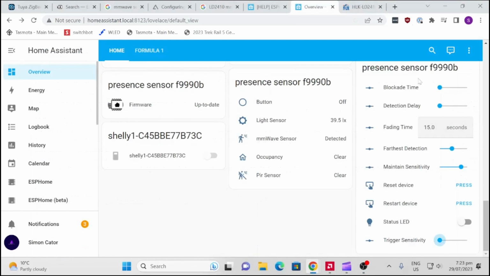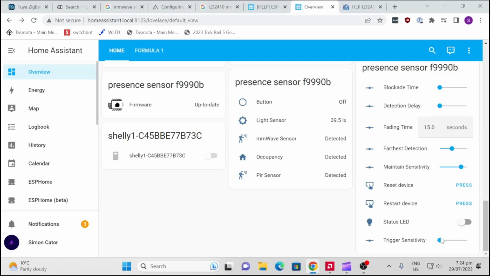Right, so if we look at our different sensors here, we've got the blockade time. Now, this for me, I cannot figure out what on earth this is all about. I've done a lot of Googling, I've asked Athom, no one seems to be telling me what blockade time means, so I'm just leaving that. Detection delay is pretty simple. It's how long the sensor takes to actually sense movement. Now, all of these different adjustments are for the millimeter wave. They have no adjustment available for the PIR sensor.